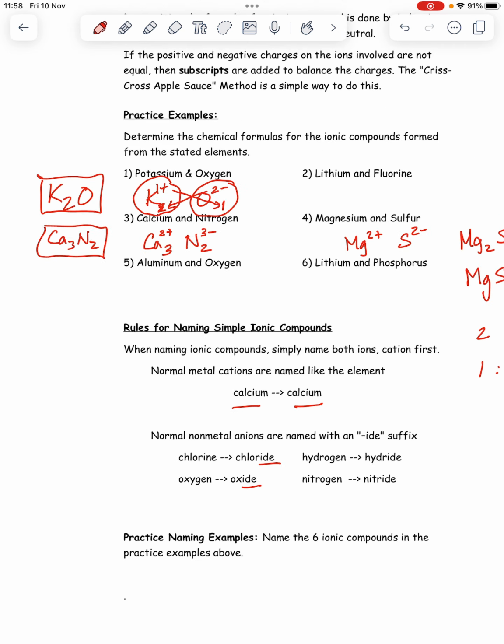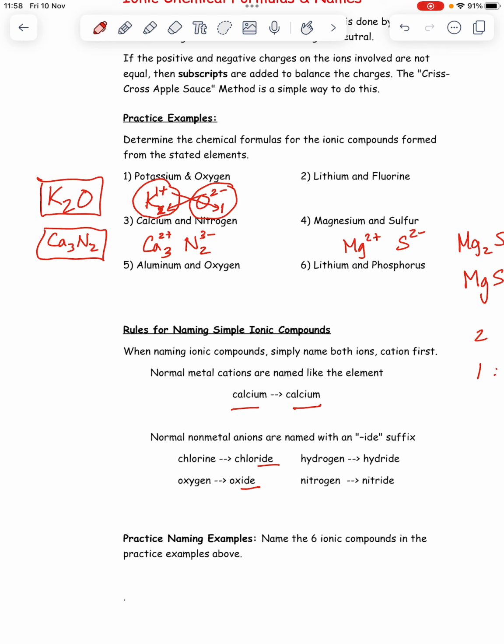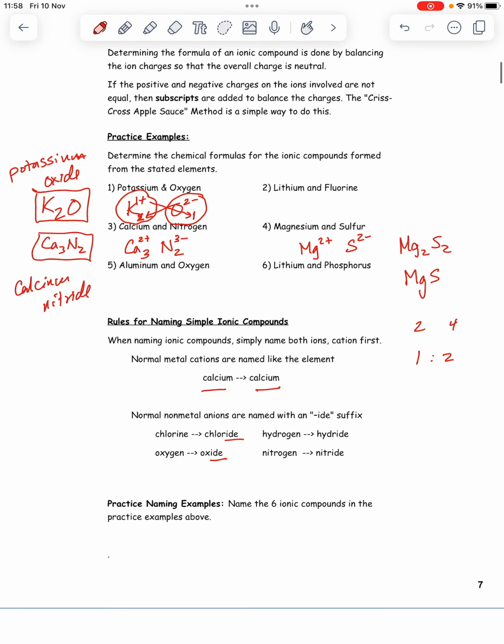So this first compound that I've drawn up here, K2O, we would call potassium for K, and then oxide for oxygen. The next one is calcium nitride, and so on. Okay, so those are the rules, pretty straightforward. You can try the rest.